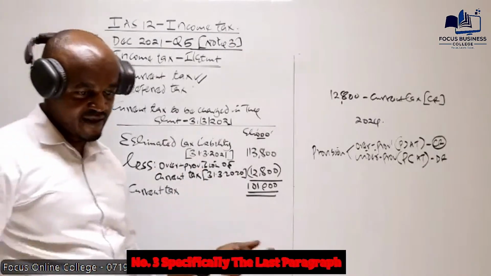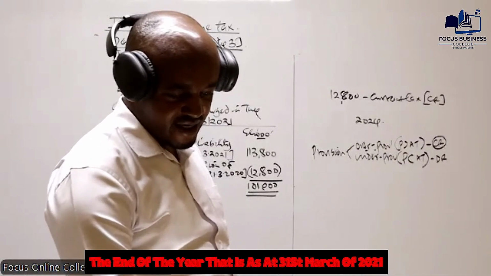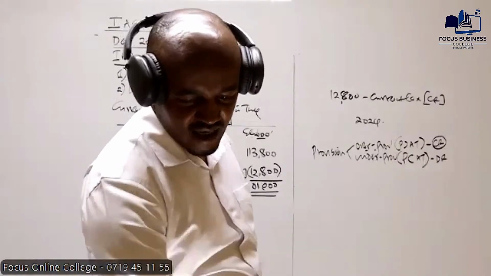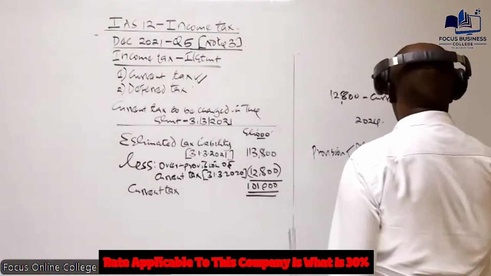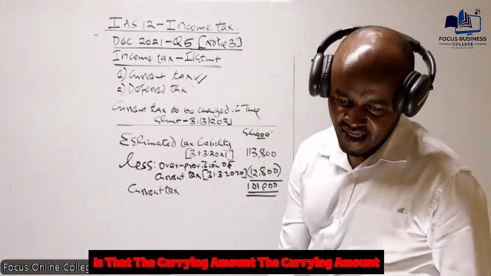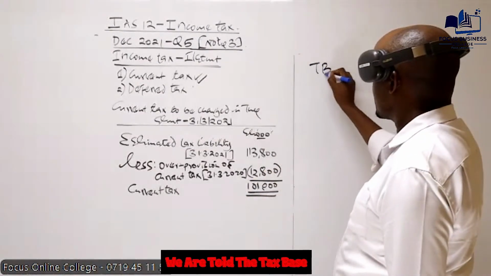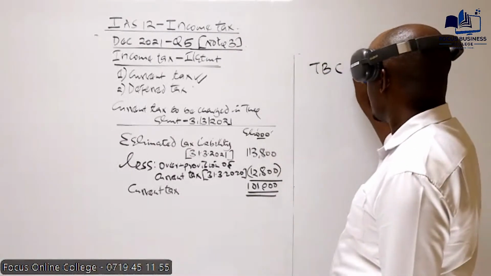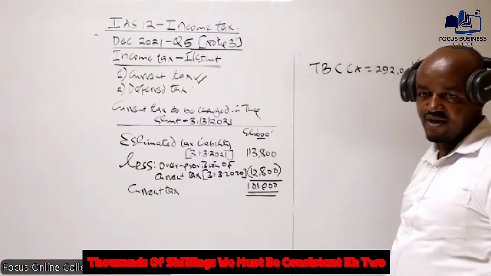Now let's go back to note number 3, specifically the last paragraph. You're told that at the end of the year, 31st March 2021, the tax base of Babu Limited net assets was 292 million less than the carrying amount. The income tax rate applicable to this company is 30%. So the tax base was less than the carrying amount by 292 million. Remember, all our figures are in thousands of shillings. We must be consistent.